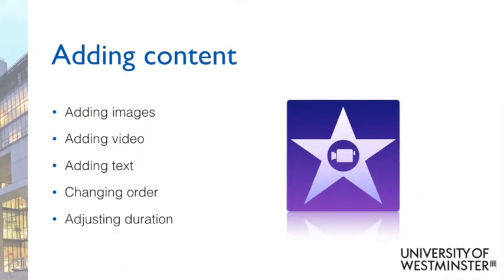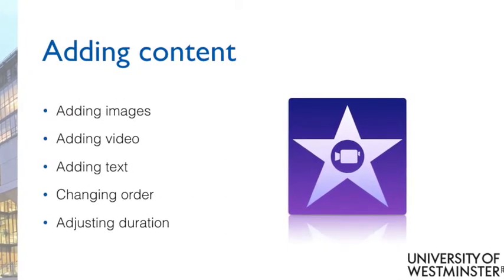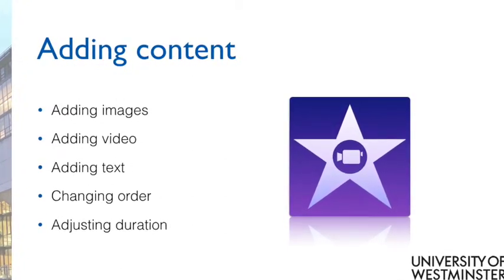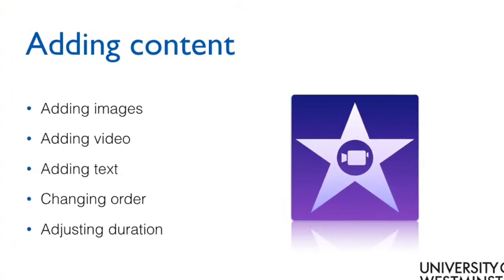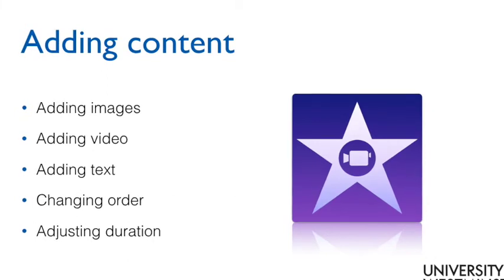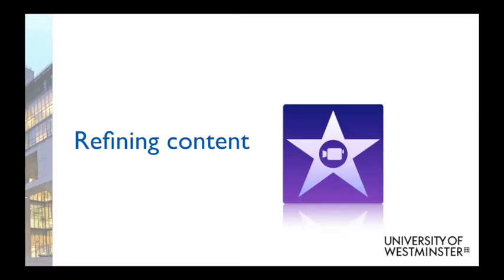In this video, we've had a look at how we can add images and video into a video project in iMovie. We've looked at how to add text, and how to change the order of images, and how to adjust the timing. When you are ready, watch the next video in the series where we'll be looking at how you can refine your video further before we share it.